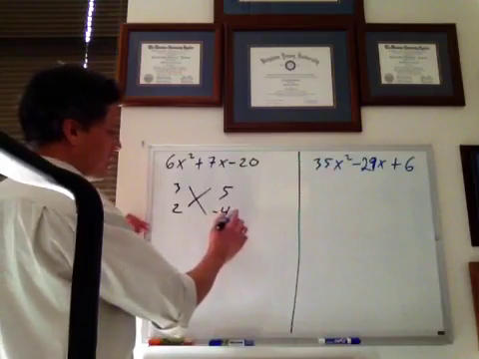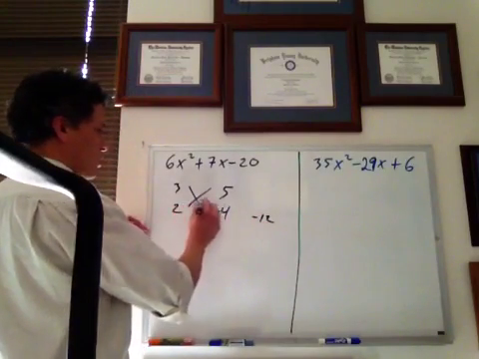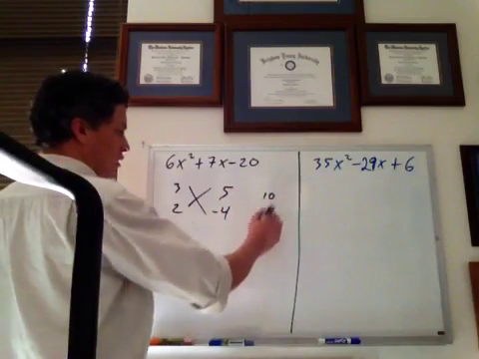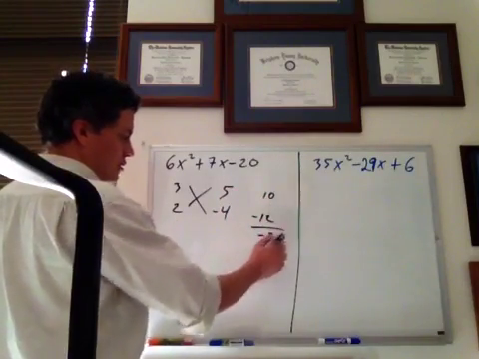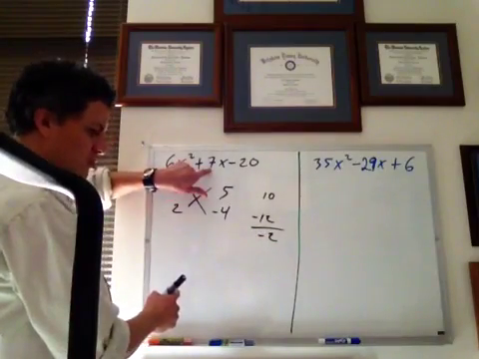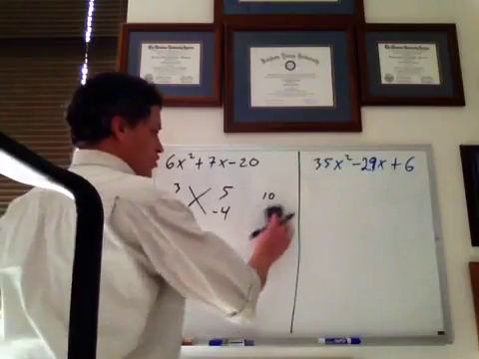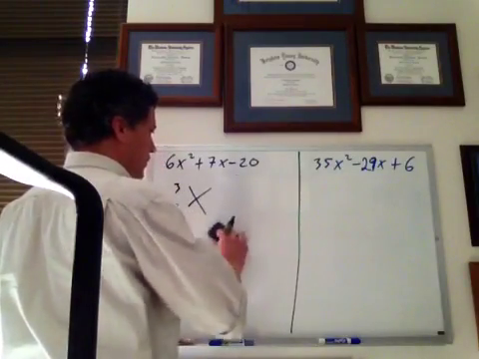So 3 times a negative 4 is a negative 12. 2 times 5 is 10. And then you add. You get negative 2. Now, that negative 2 should be matching up to this number. So obviously, I don't have it right. So there is a little bit of trial and error involved here.